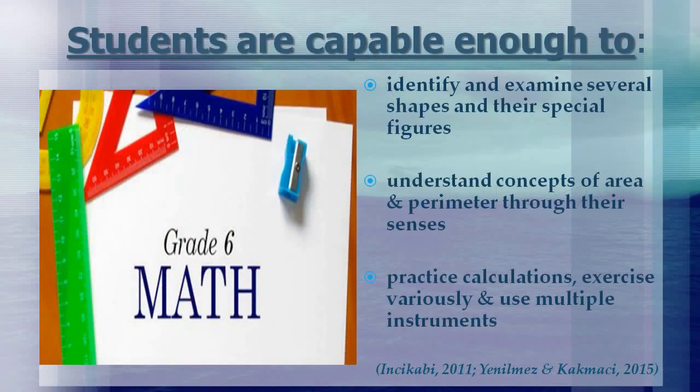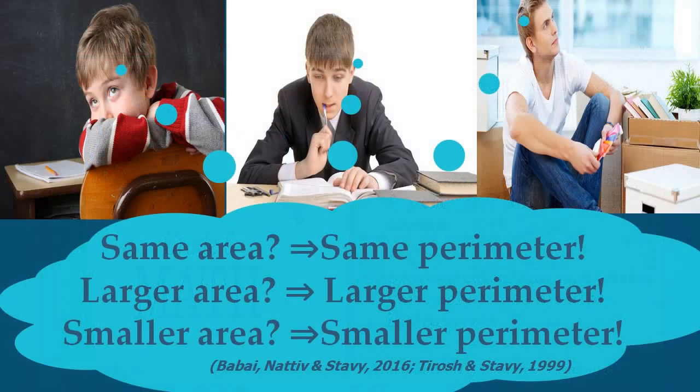Students in 6th grade are considered to be mentally matured and trained enough so as to have constructed geometric concepts concerning identification and examination of several shapes, to have felt concepts like area and perimeter through their senses, to process complex and more abstract activities, and to be capable of practicing various calculations using multiple instruments to solve problems associated with surface. Nevertheless, many students of different ages often encounter difficulties concerning area and perimeter.